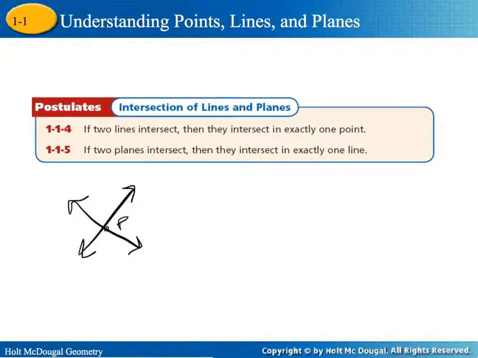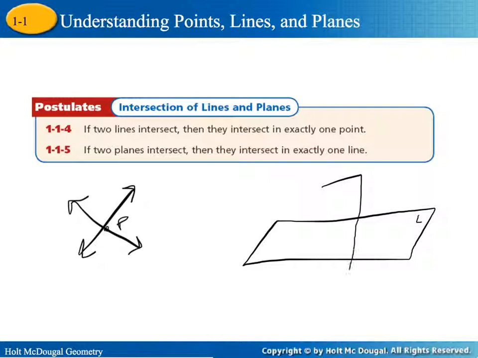115 is if two planes intersect, then they intersect in exactly one line. So let me draw an example of a plane. Here's a horizontal plane, we'll call it L. And then think of this vertical plane. These two are going to intersect right here. That's the intersection of these two planes, and that forms a line. All of those points combined together form a line. So if two planes intersect, then they intersect in exactly one line. This is that line where they intersect.